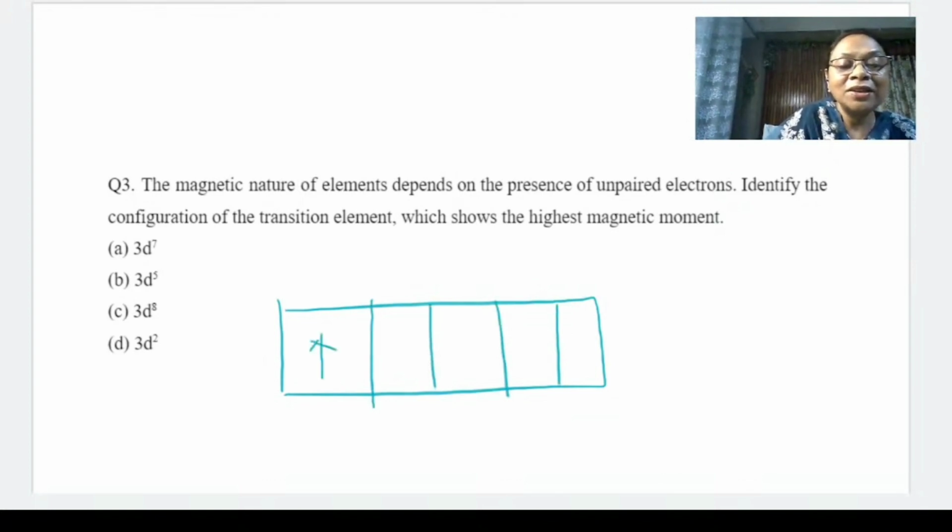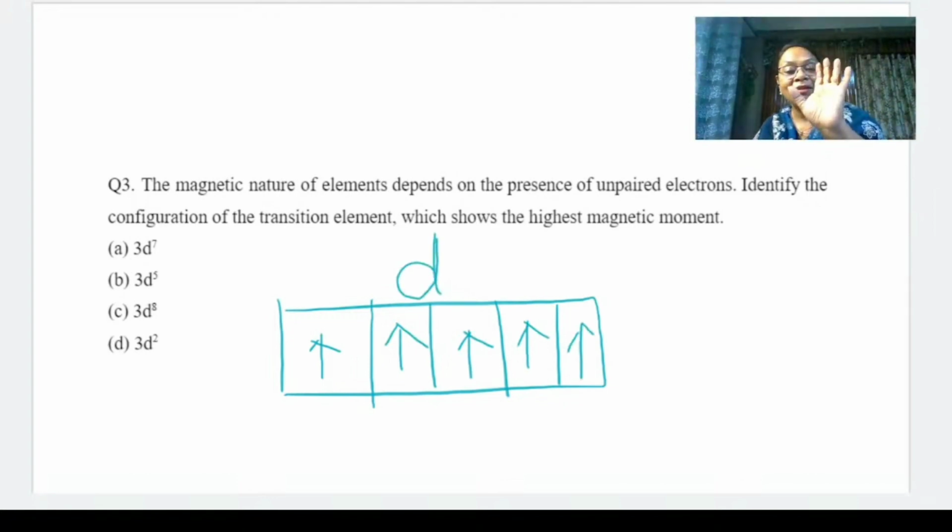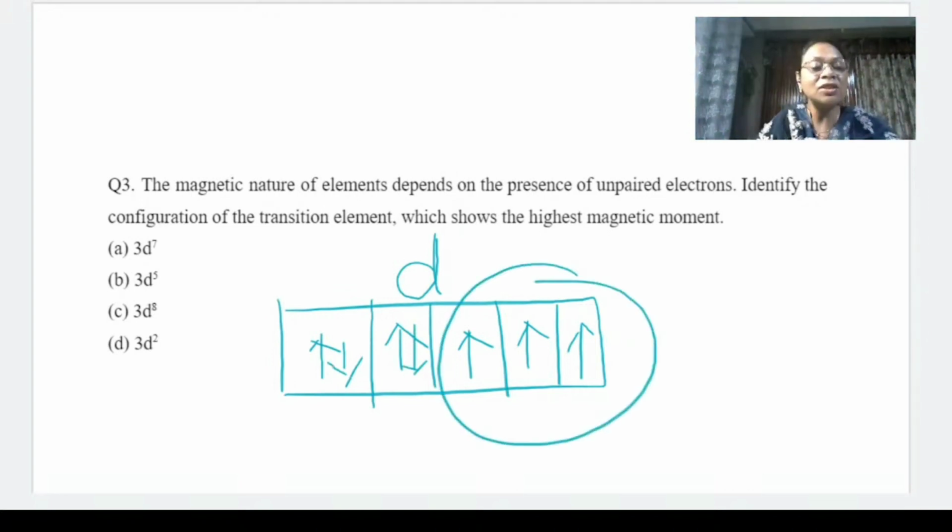1, 2, 3, 4, 5. So you know that this subshell has 5 boxes. So there are D5 subshells. So this is the maximum possibility of having unpaired electrons. So if I put D7, 5, this is the 6th one, this is the 7th one. So the pairing starts, so I have only 3 unpaired electrons if it is D7.